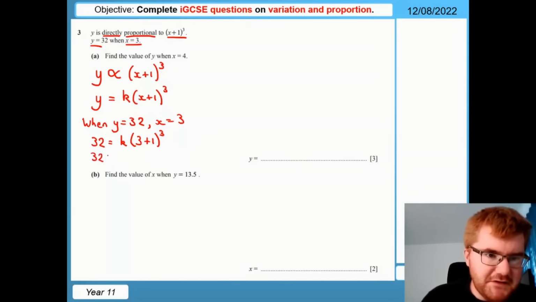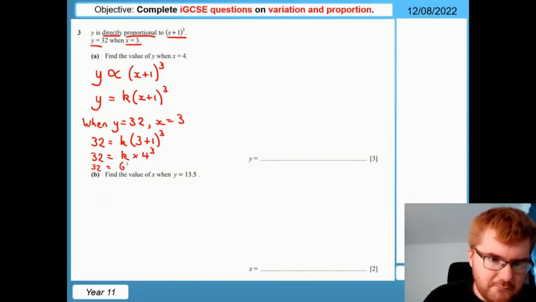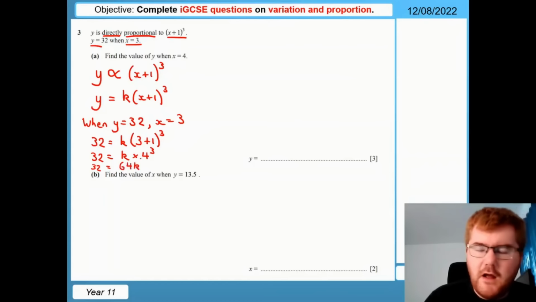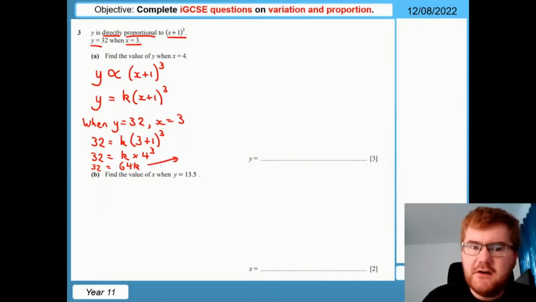That means then that 32 is equal to, well, 4 cubed is 4 times 4 times 4, which gives you 64. Again, you can reverse these around as well. And then we want to get the k on its own. So the opposite of timesing by 64 here is dividing by 64 on both sides. This gives us then 32 over 64 is equal to k.